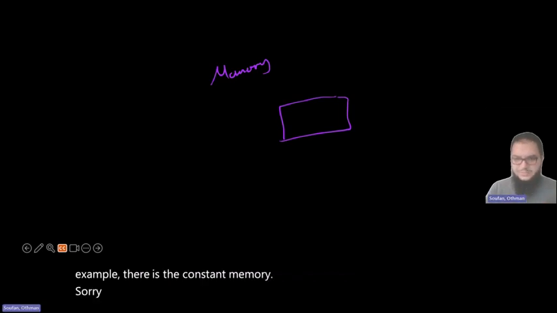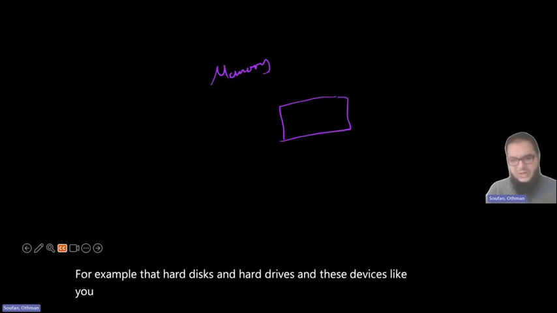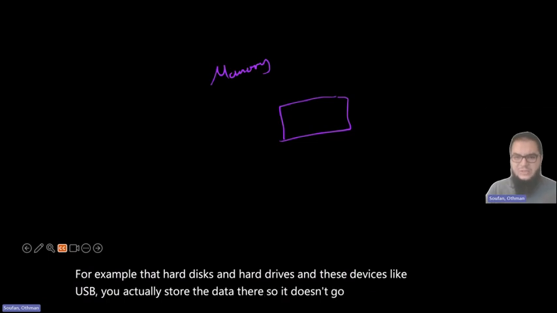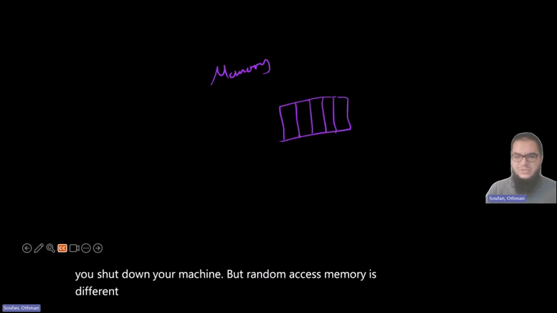Sorry, that is, for example, the hard disks and hard drives and devices like USBs, where you actually store the data, so it doesn't go away once you shut down your machine. But random access memory is different. It's there to help us process the algorithm.